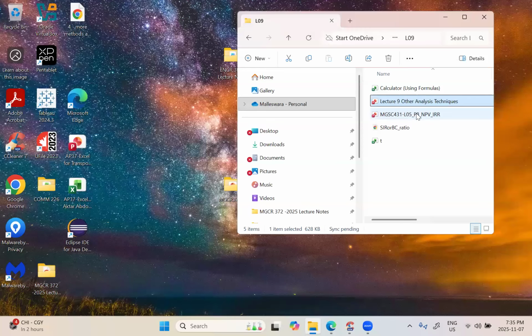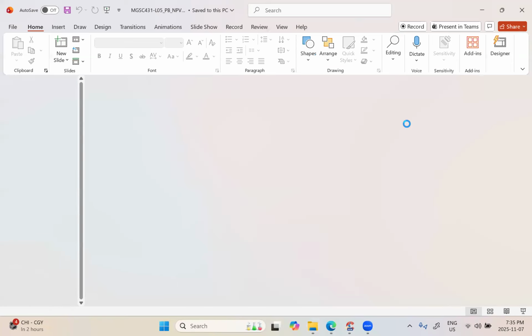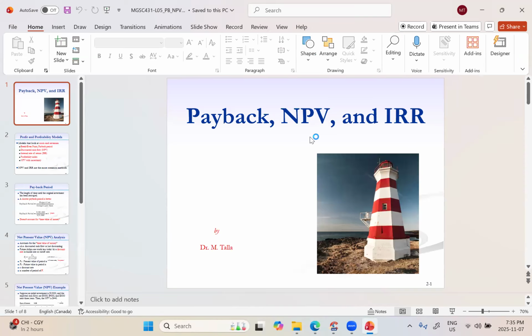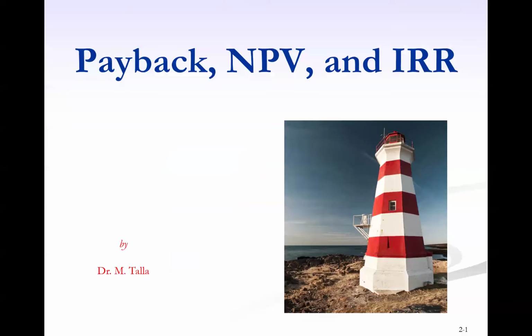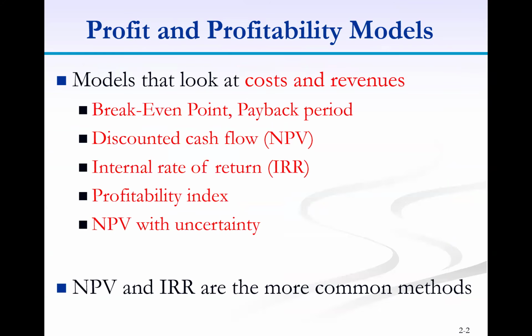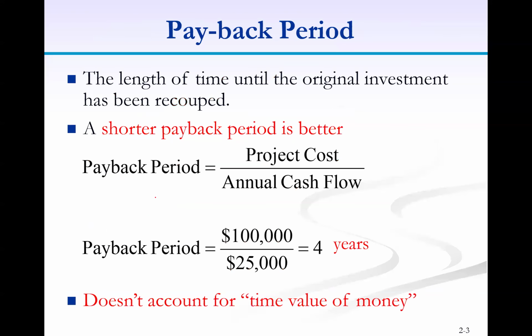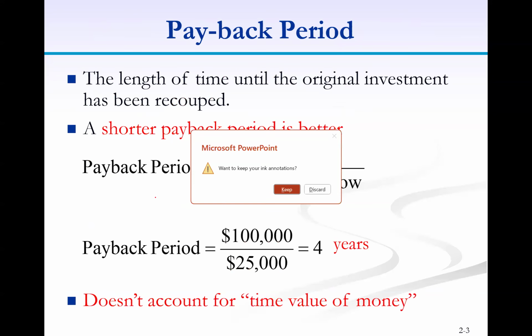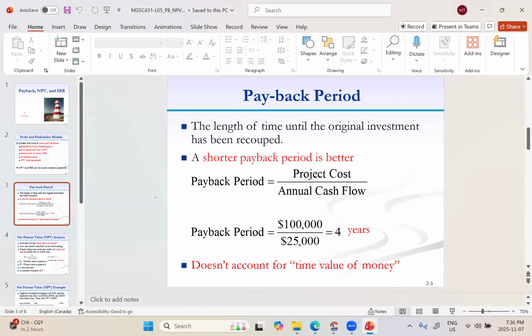I completed what I wanted to teach you, but let me show you I have another lecture notes here. Payback period, net present value analysis, IRR. In the last lecture class, I already covered the IRR. Payback period is the break-even point. Discounted cash flow is net present value analysis, called discounted cash flow analysis. IRR, internal rate of return. Profitability index. And net present value with uncertainty. There are several things I was teaching. I have around 8 slides.